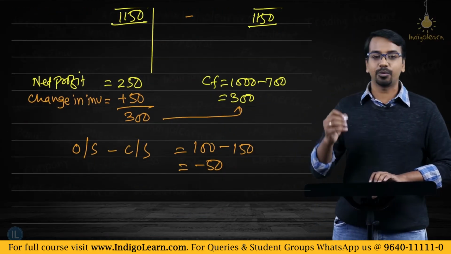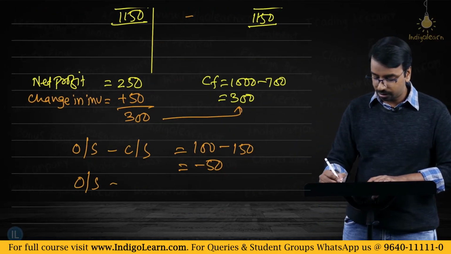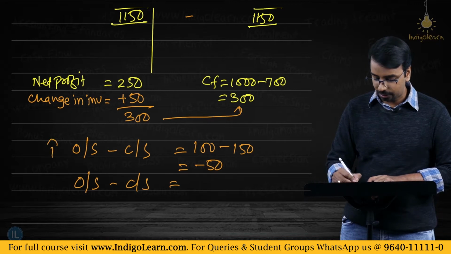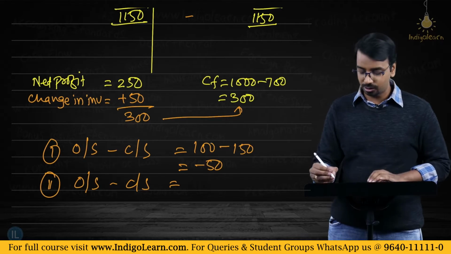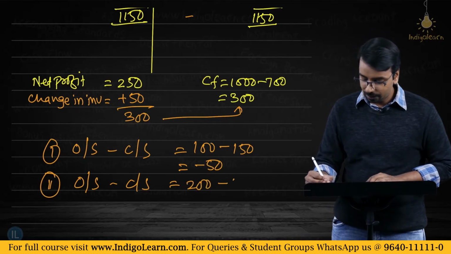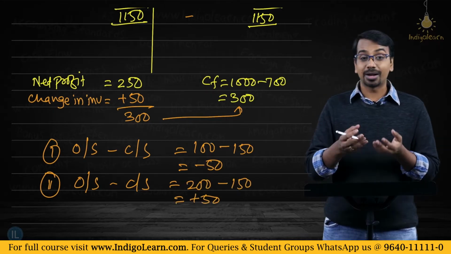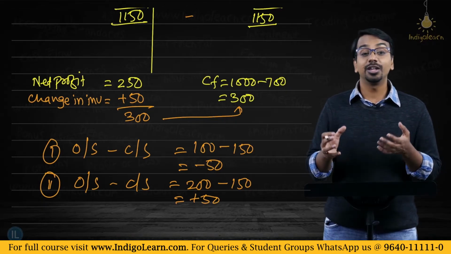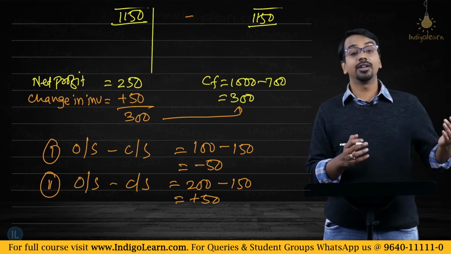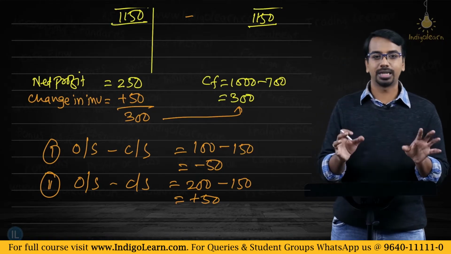If I have to see in this equation, just see opening stock minus closing stock. So, this is scenario 1, this is scenario 2. Opening stock minus closing stock. What is the opening stock? 200 minus 150. In this case, I have to increase it by 50. There is no need to learn by heart that if inventory increases, I have to reduce, and if inventory decreases, I have to add. Don't do it that way.